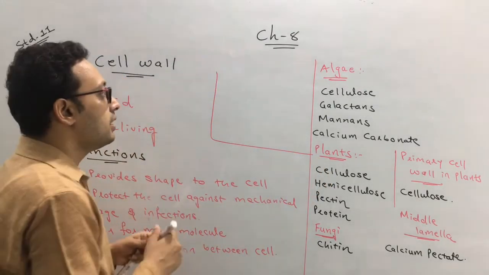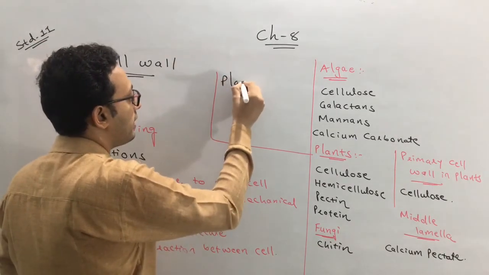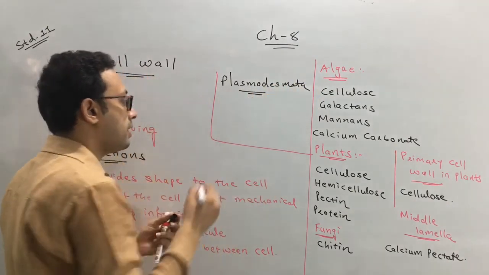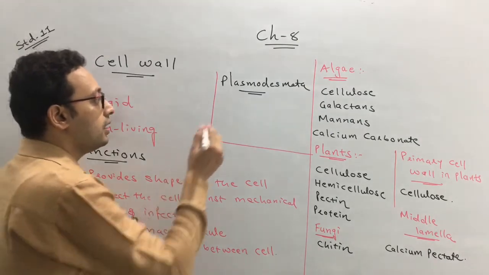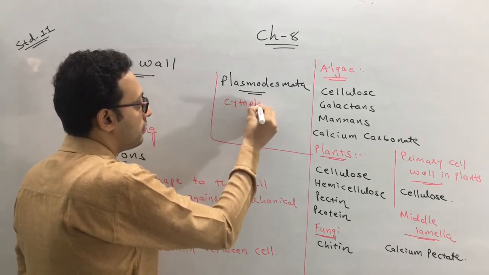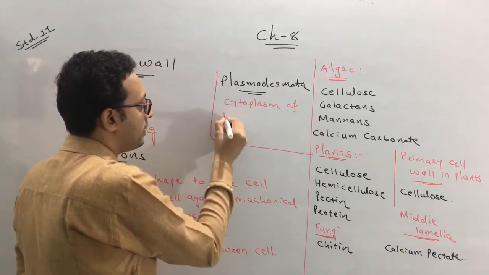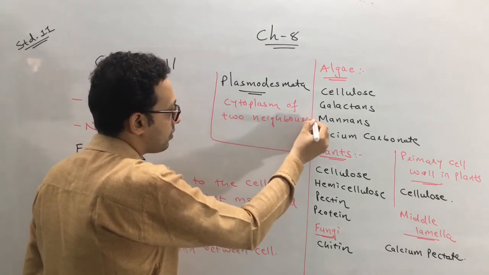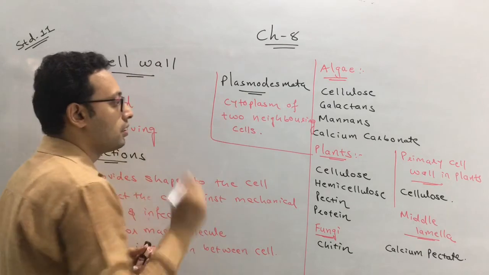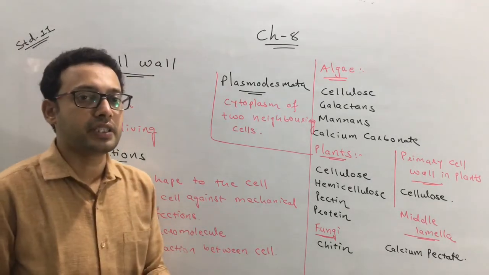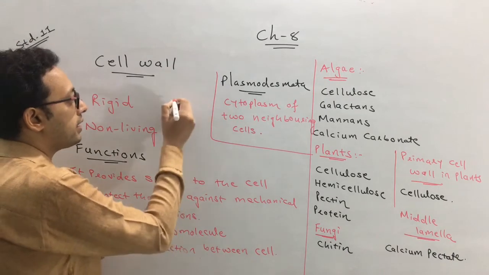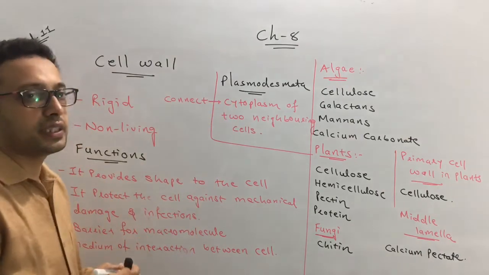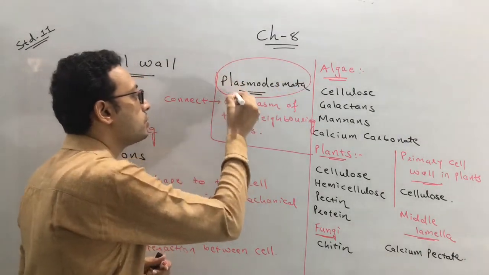The plant cell contains plasmodesmata. What is a plasmodesmata? It is a connecting link between the cytoplasm of two neighboring cells. It connects the cytoplasm of two neighboring cells. So these are the cytoplasm of two neighboring cells, and they are connected by this, and this is called plasmodesmata.